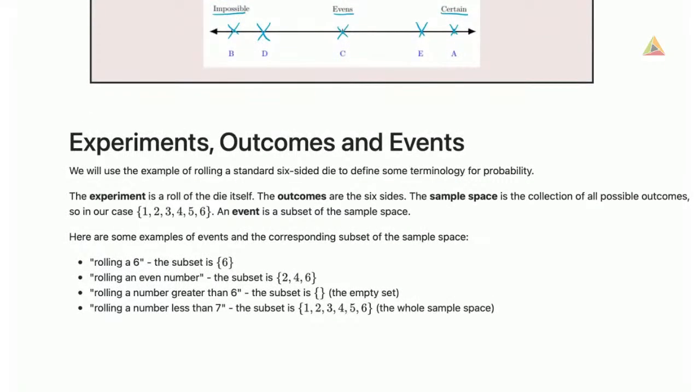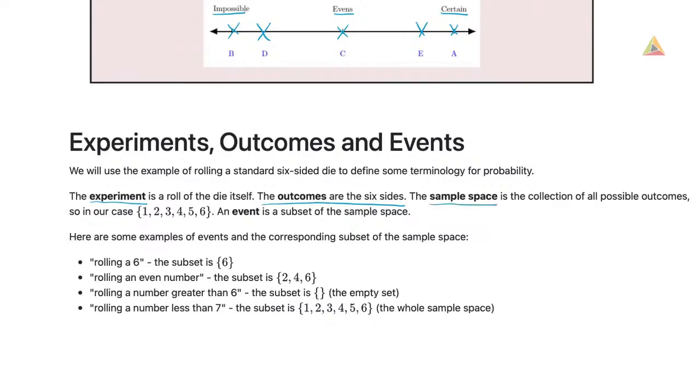Okay, so experiments, outcomes and events. We will use the example of rolling a standard 6-sided die to define some terminology for probability. The first term is the experiment. The experiment is a roll of the die itself. The outcomes then are the 6 sides: 1, 2, 3, 4, 5, or 6. So you have 6 different outcomes. If you roll a die, you can get the number 1, 2, 3, 4, 5, or 6.